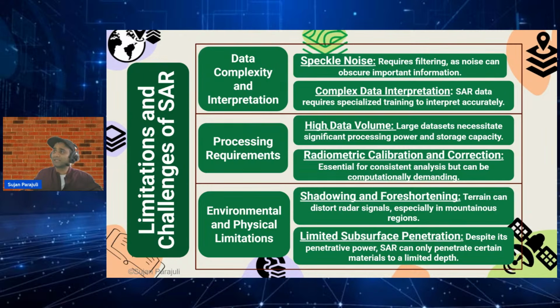Also, it has high data volume, geometric calibration and correction needs, and other environmental and physical limitations. Although it can go through atmosphere and clouds, shadowing or foreshortening might be an issue for this one. Also, it cannot undergo that kind of penetration. Although it's used for mineral exploration and everything, it's not extracting information from underneath the surface.